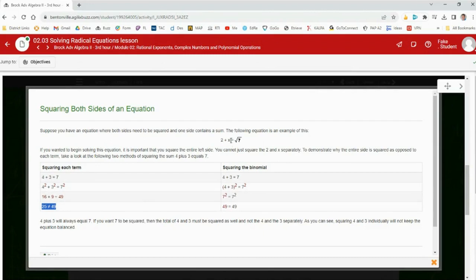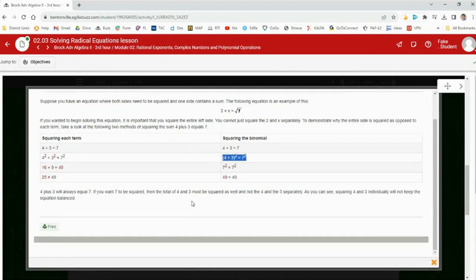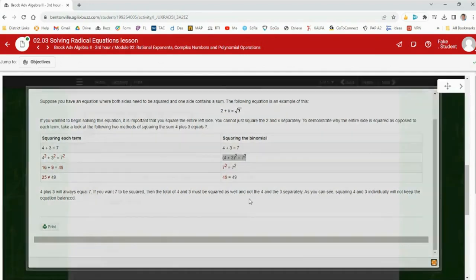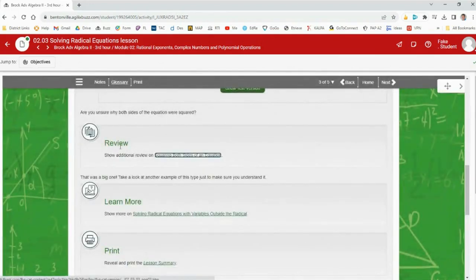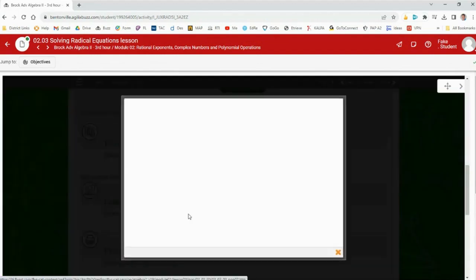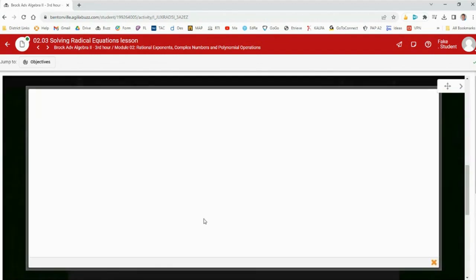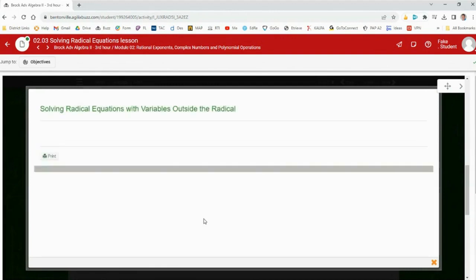So if you're squaring both sides and they have two different terms, you have to put parentheses around the whole thing and square the whole thing like they showed right there. Square the whole thing. That's a nice reminder, just a review again on how to square both sides. If you need more examples, here's Learn More, solving radical equations with variables outside the radical. See what example they give here.